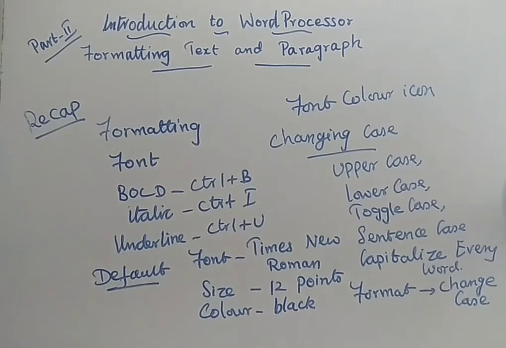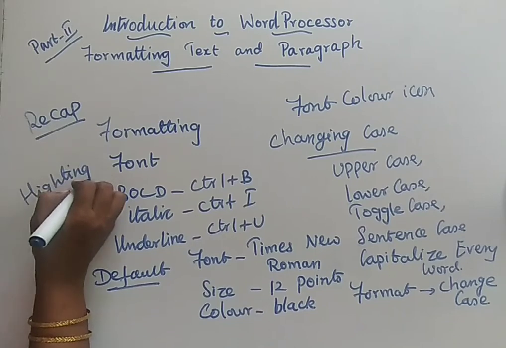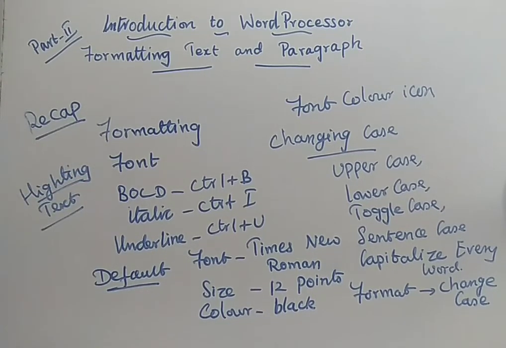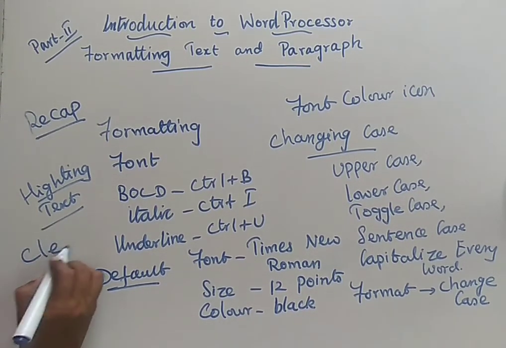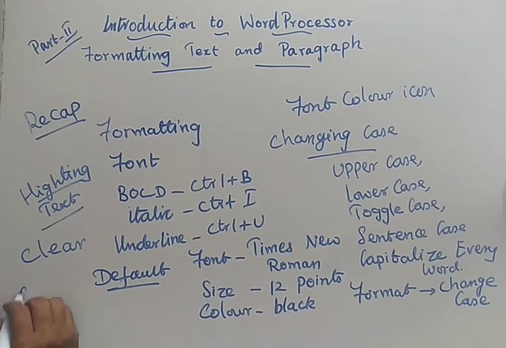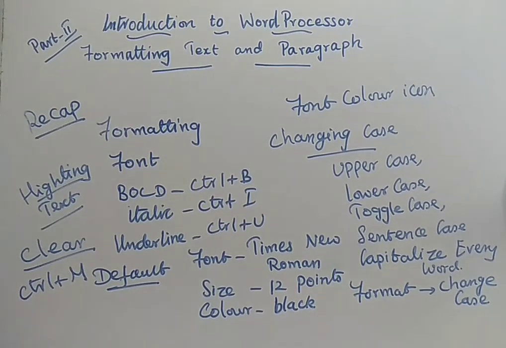So next, what did we finish? Yes, highlighting text. How do you do it? Just by clicking the highlighting icon. The next and last one we finished is clearing the formatting. For that, what do you have to do? You have to select the text for which you are going to clear the formatting, and then press Control plus M.